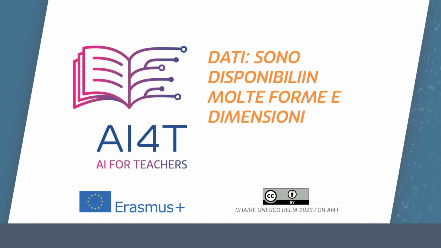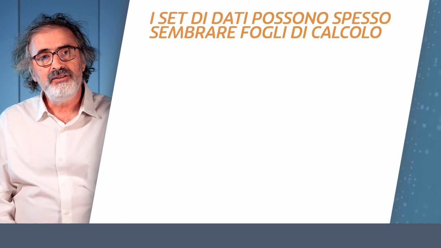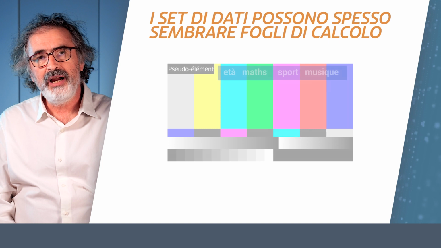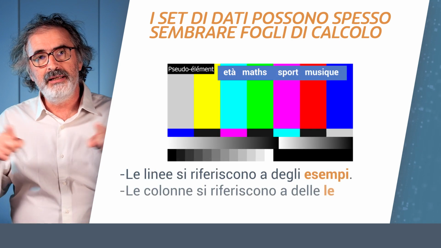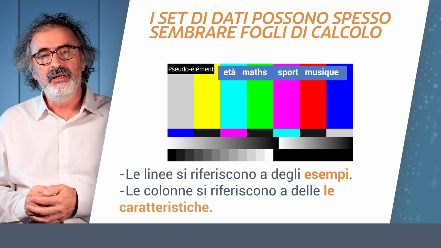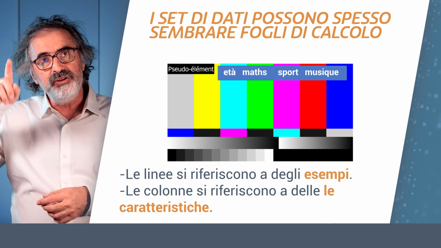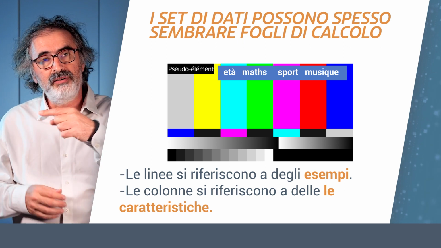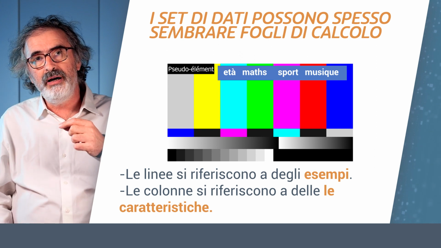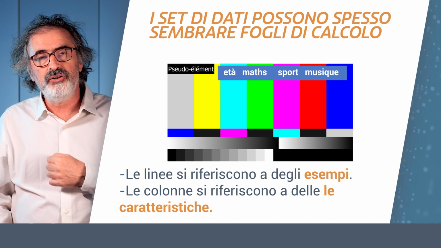Data. Data comes in many sizes and many shapes. One way to understand data is to look at it as gigantic spreadsheets. These spreadsheets are organized in lines and in columns. The lines correspond to examples, and the columns correspond to features. If you look at the intersection of a line and a column, you will find the value of a particular example on that feature.